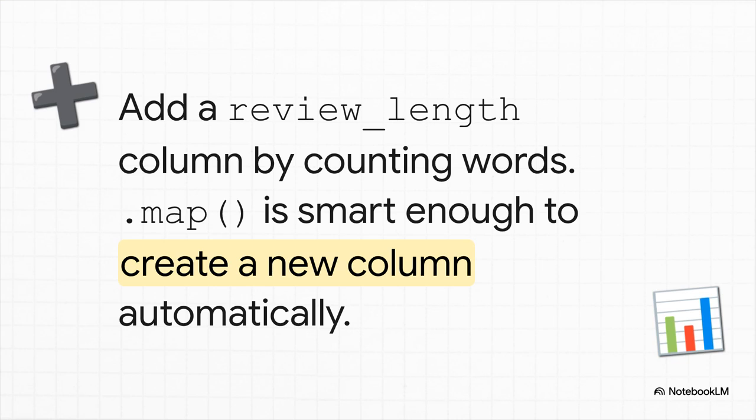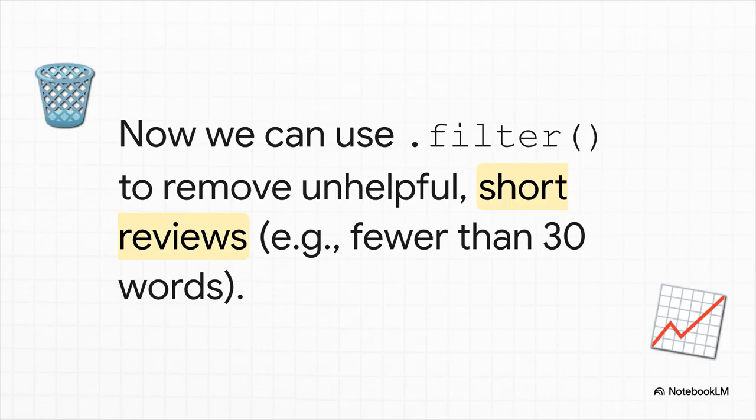Well, we can write a quick function to count the words in a review, and then using .map, just apply that function to every single row in our dataset. And the library is smart enough to know this should be a whole new column, and it even names it for us, review_length. So, why did we do that? What was the point?